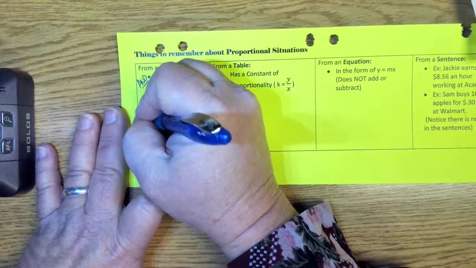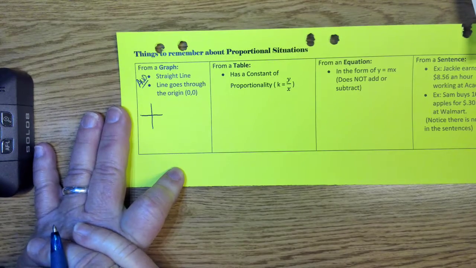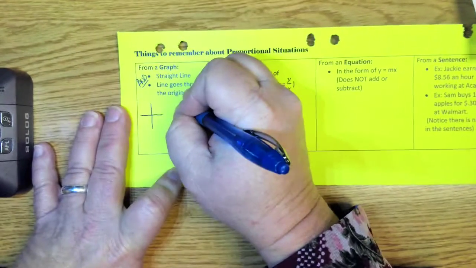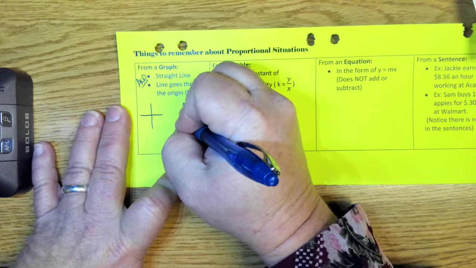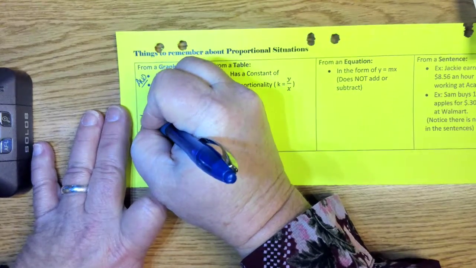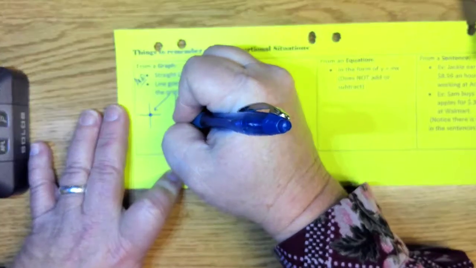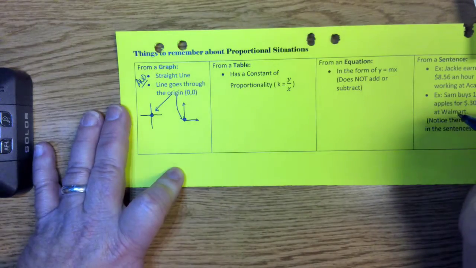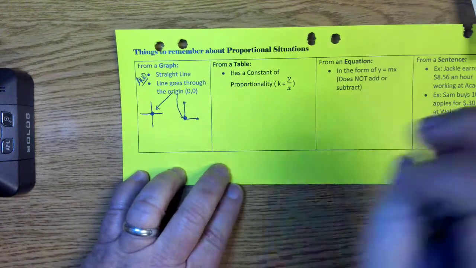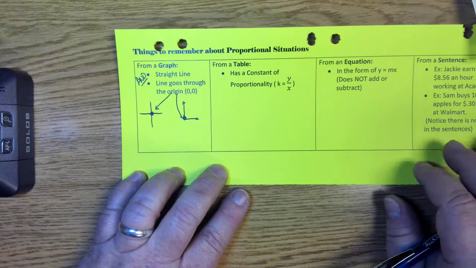Remember that you see two different kinds of graphs. One is where you have the whole graph, all four quadrants. The other one is where you only have a one quadrant graph. And so here is your origin on a one quadrant graph, and here is your origin on a four quadrant graph. So it must be straight, or what we call linear, and it must include the origin. So both of those things must happen for the graph to be considered proportional.